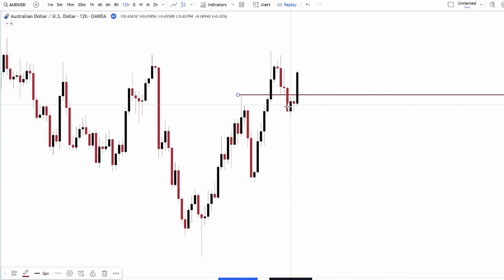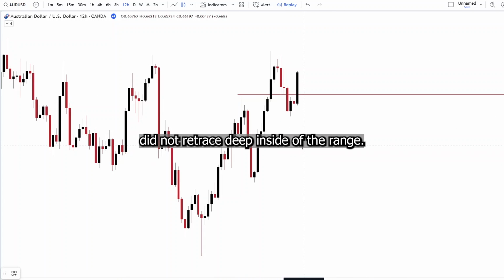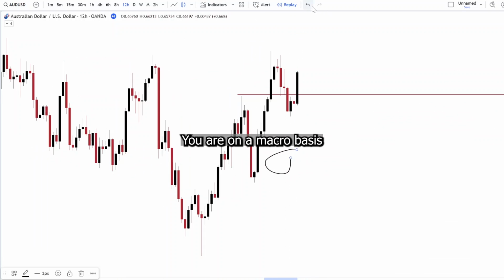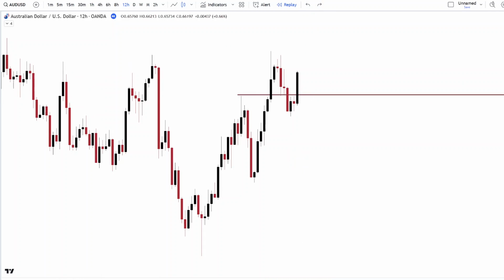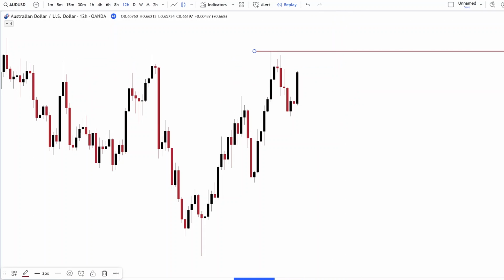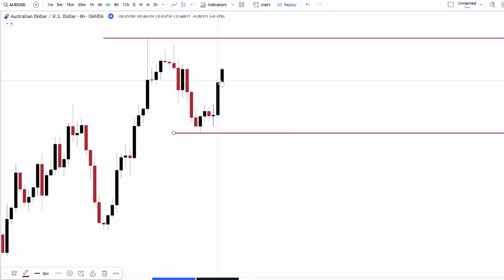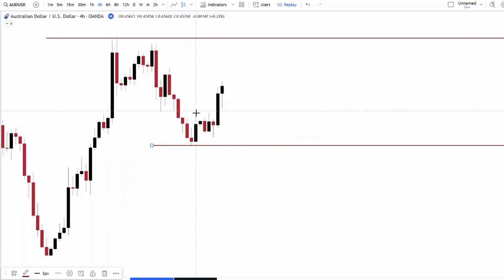Since you had that support and resistance rejection and price did not retrace deep inside of the range, you are on a macro basis in a support and resistance structure as well. So this would be your swing high and this would be your swing low. Now let's go lower. Let's look for structure on the micro. You can see here you had a swing high, price came down, and now you have another swing ready to form. And previous to that, you can see clear price action here. So we're going to stick with the 4-hour time frame until price changes.